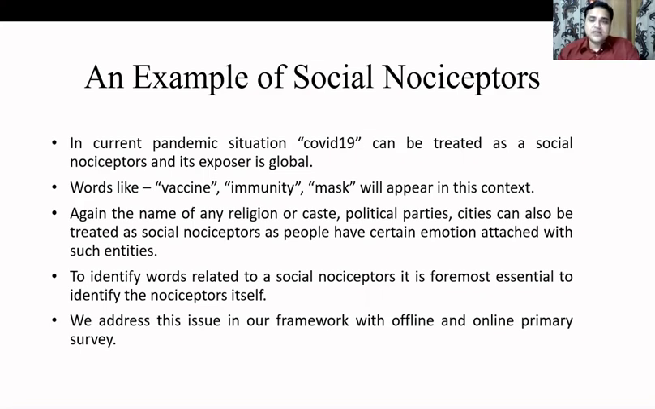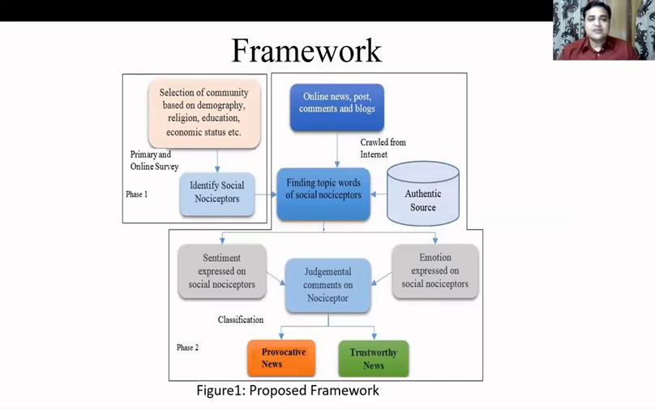But first of all, it is essential to identify those nociceptors in the first place. For this, we apply offline and online primary surveys. A primary survey is basically a questionnaire-based survey. This is the basic framework we proposed. It is a two-phase framework. In the first phase, we will do the primary survey, and in the second phase, we'll apply natural language processing methods to classify news into provocative and trustworthy.